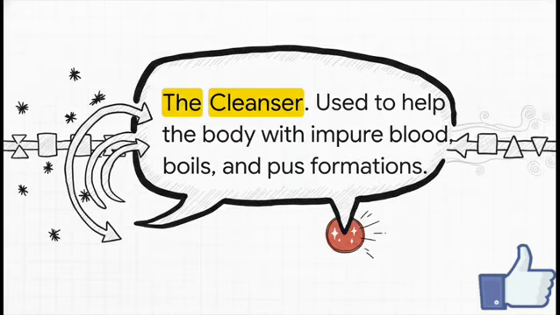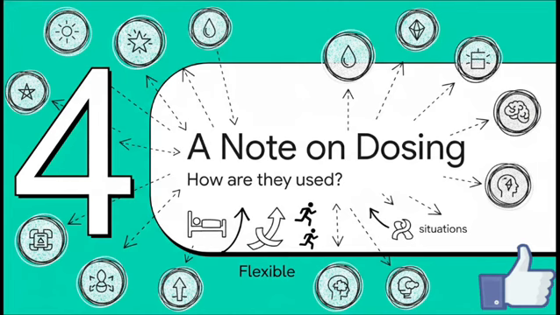And that brings us to our 12th and final salt, silica. Its nickname is the cleanser. Its whole purpose is to help the body push out impurities. So it's often linked to things like impure blood, boils, or anything involving pus. Okay, so we've met all 12 remedies, but how do you actually use them? Well, the system is designed to be pretty simple and flexible, depending on what's going on.